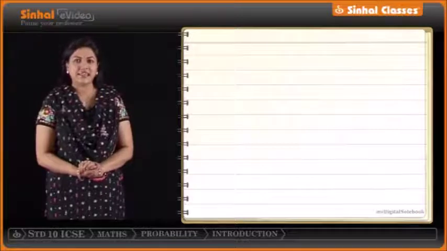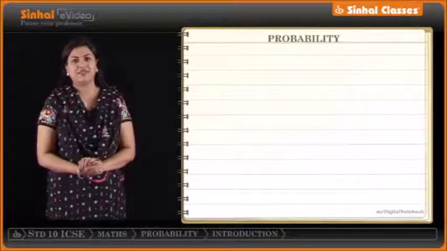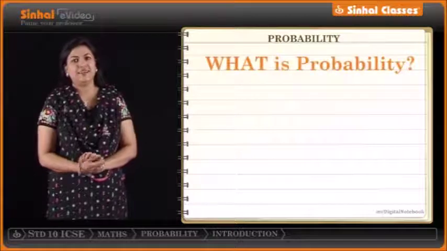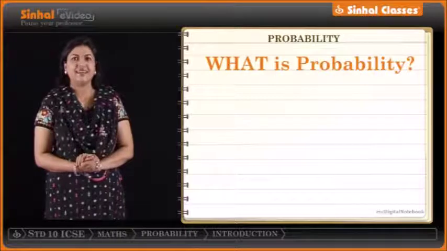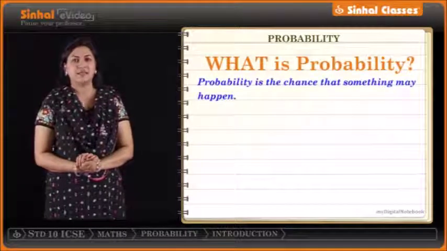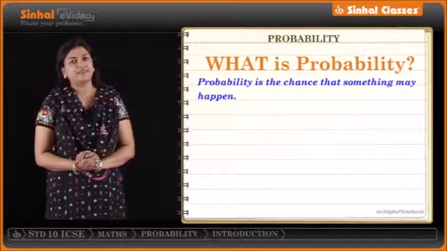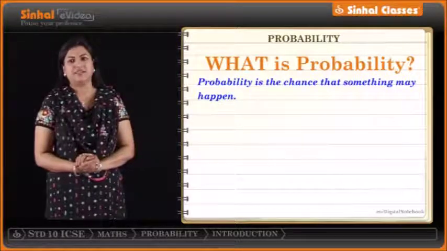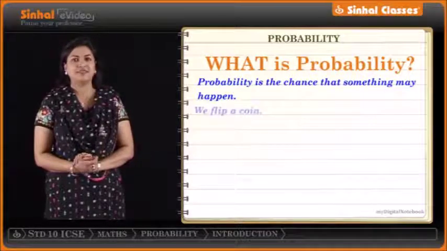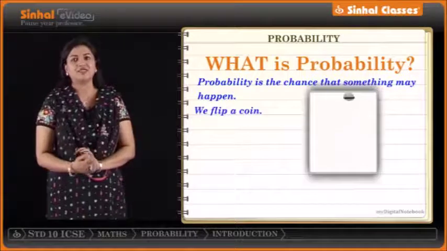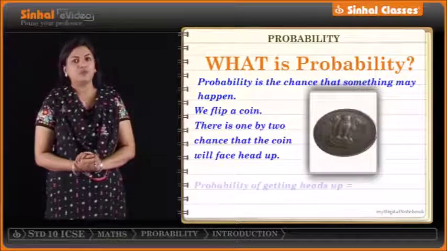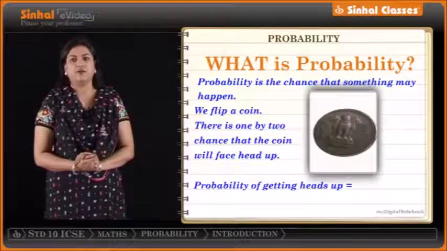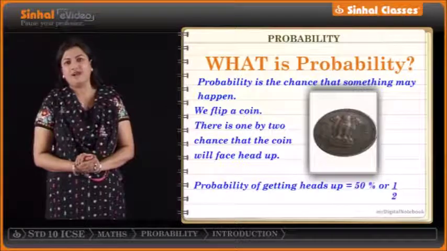Now let's take the next topic, which is probability. What is probability? We really have a good idea of what probability is, right? It's simply the chance that something may happen. Now, there is really an easy way to explain probability. Practically everyone uses it. All you have to do is flip a coin. There is a 1/2 chance of the coin facing head up. So, the probability of getting a head up on the coin is 50% or half.